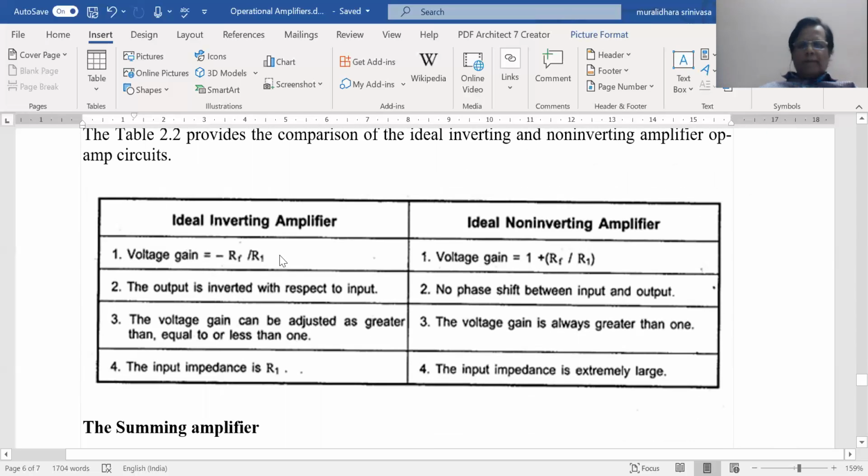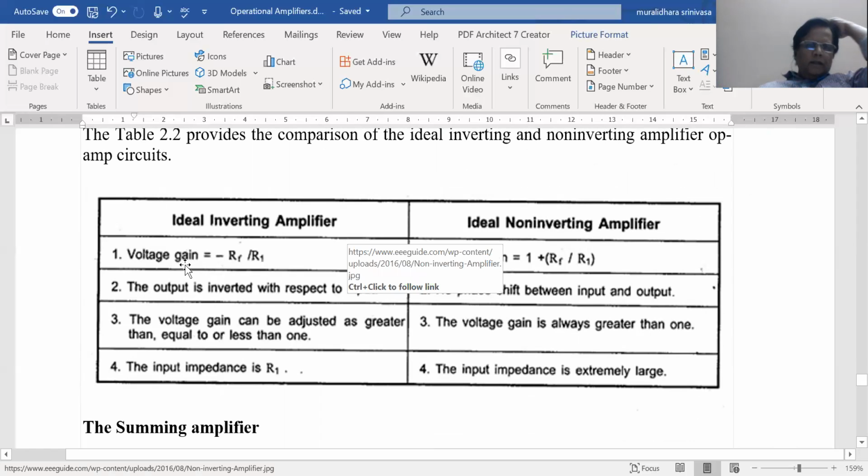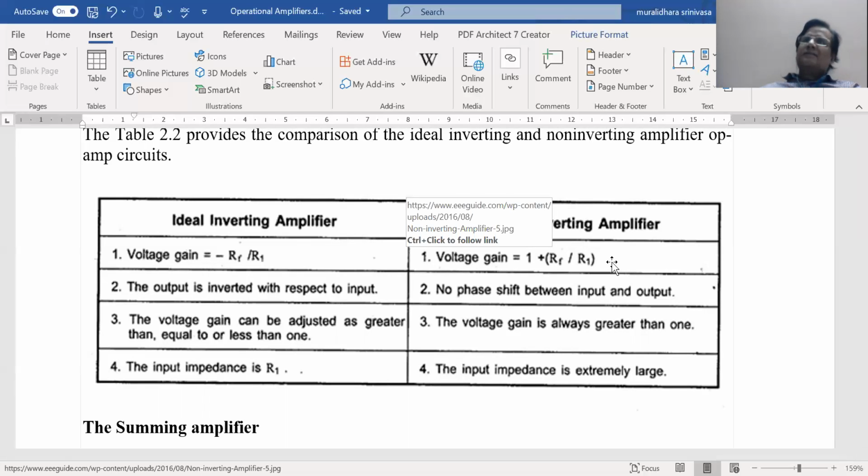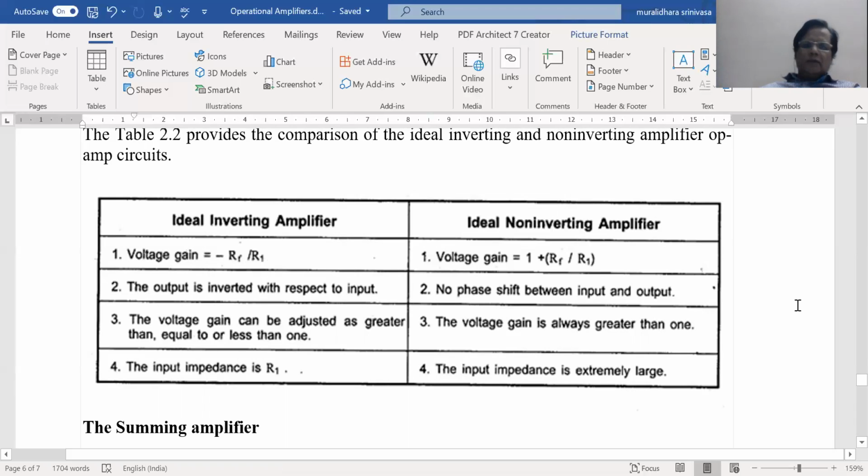If you look at comparing these two types of circuits, you find here that the voltage gain for the ideal inverting amplifier is equal to minus RF by Ri, and for the non-inverting amplifier it is 1 plus RF by Ri. So there is a possibility that if you make RF 0, voltage gain can become 0. But for the non-inverting amplifier, because this factor of 1 is there, the gain is never equal to 0.